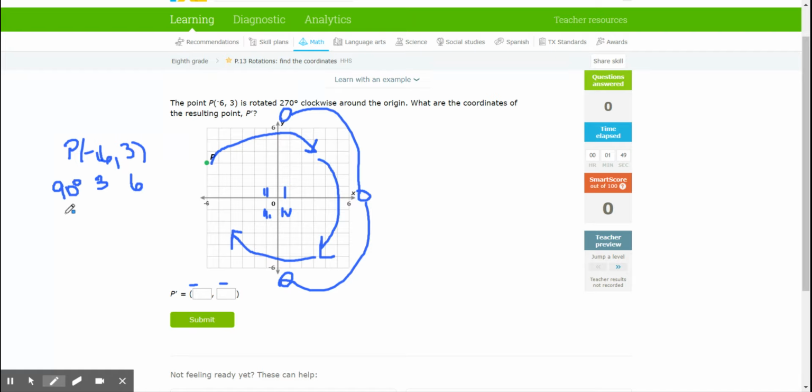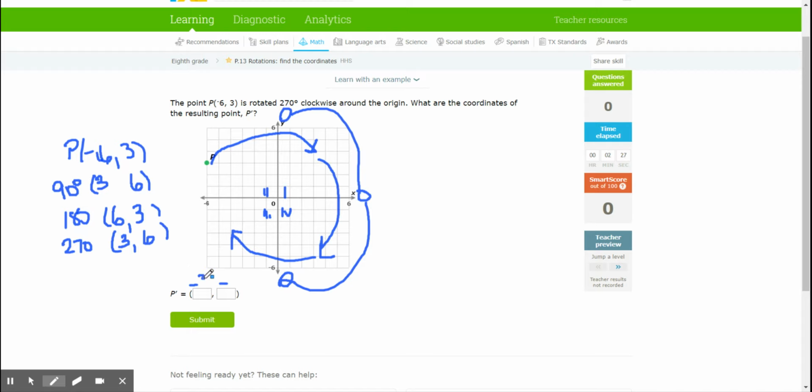At 180, they turn again. So at 180 degrees, the 6 comes back to the x, and the 3 comes back to the y. Again, every time we turn, this y comes down here to the x, and the x comes down here to the y. And I'm ignoring signs for right now because that's going to make our life a little bit easier. When we get to 270 degrees, we know that the 3 comes back here to our x coordinate and the 6 comes back here to our y coordinate.